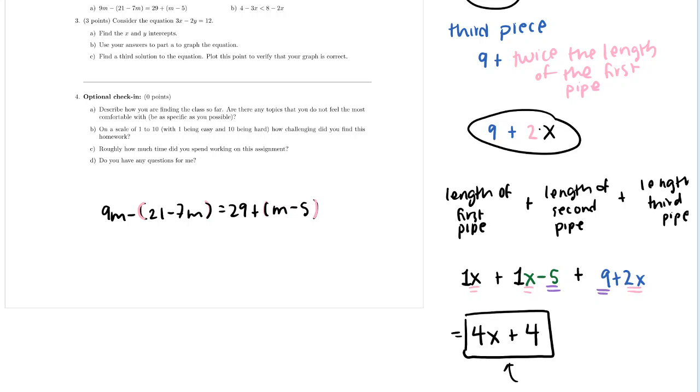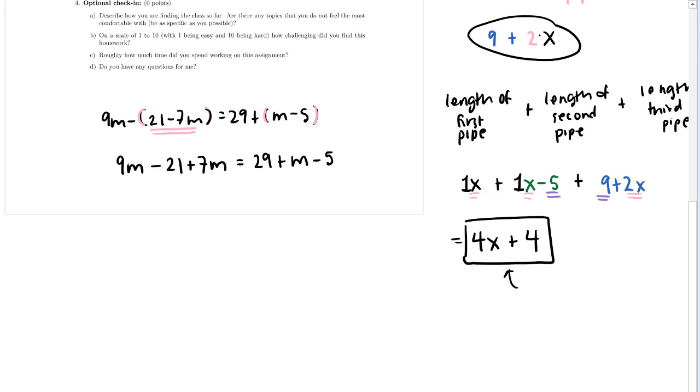And so here, if I'm going to have 9m and I'm going to subtract away this group here, this is the same as writing 9m. Well, it's going to subtract away everything in that group. It's going to be subtracting 21 and then subtracting away minus 7m. Well, that's the same as adding 7m. And then here, if I'm going to add on m minus 5, well, this is really just the same thing as adding on m and subtracting away 5. So here, we're just getting rid of the parentheses so that we can really work with our m variable to get it alone on one side of the equation.